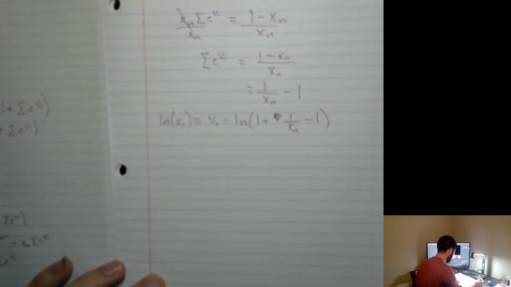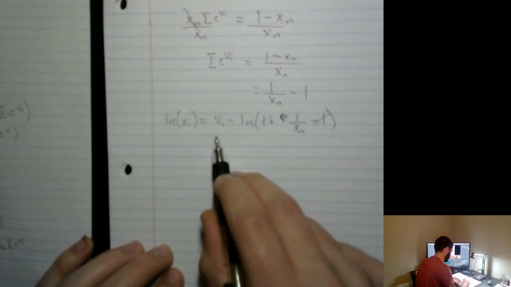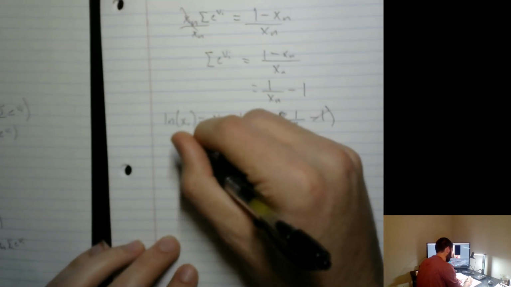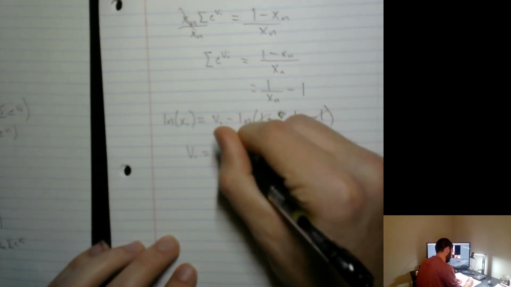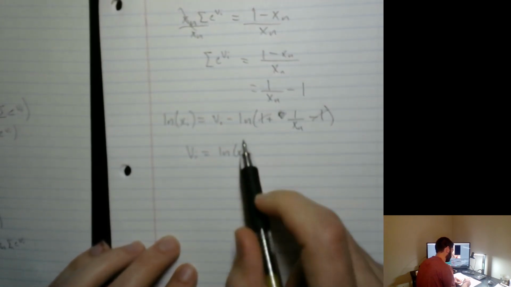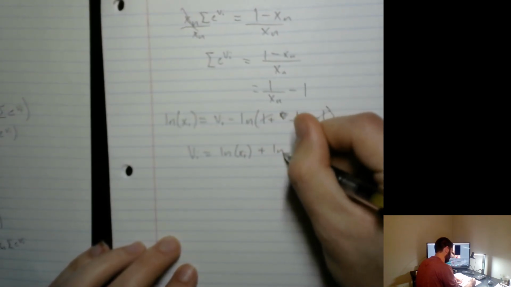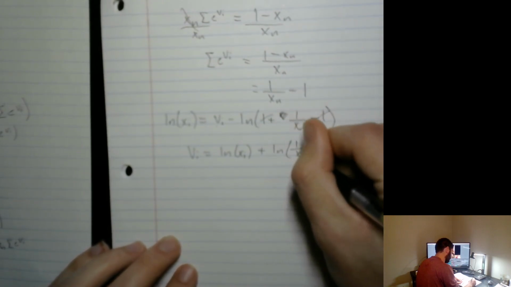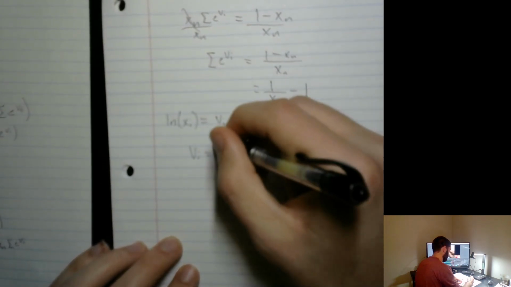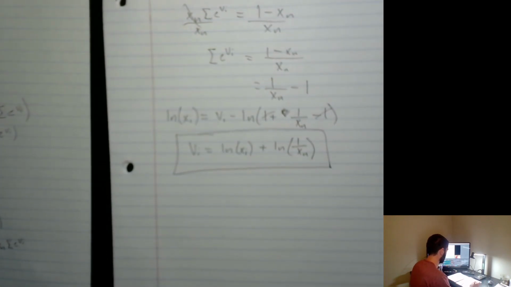The first thing we can see is that the 1's cancel. The next thing is that we have a very simple equation if we want to solve for vi. vi is just equal to the natural log of xi, and then all we had to do was add this natural log over to the other side, so plus the natural log of 1 over xn. And there we have it. We have an equation now solved for our transformed variable instead of our x's.